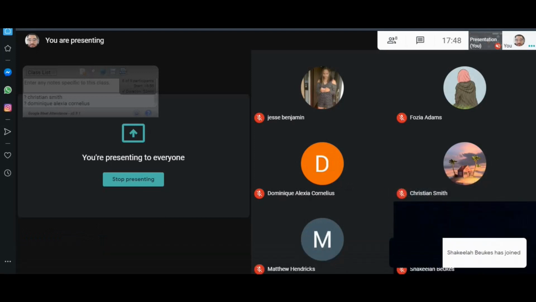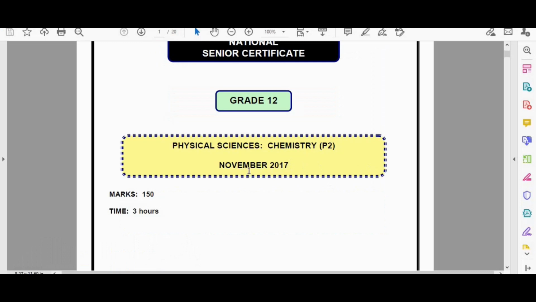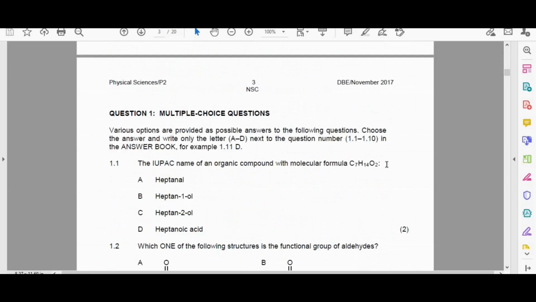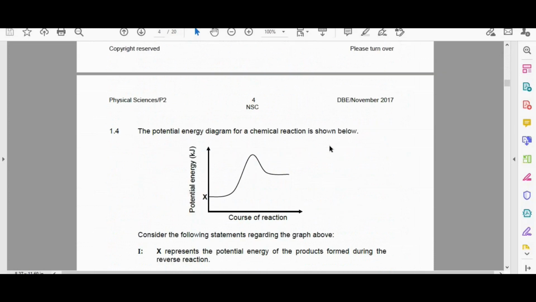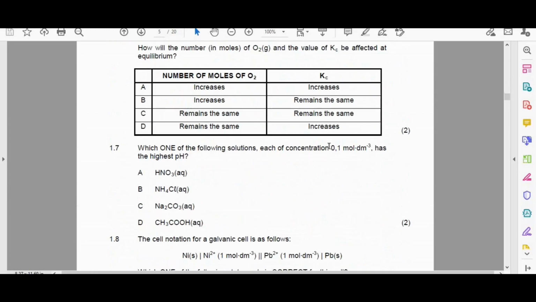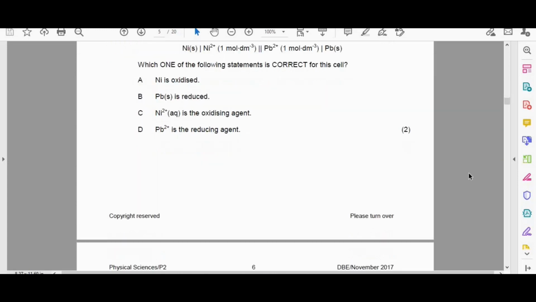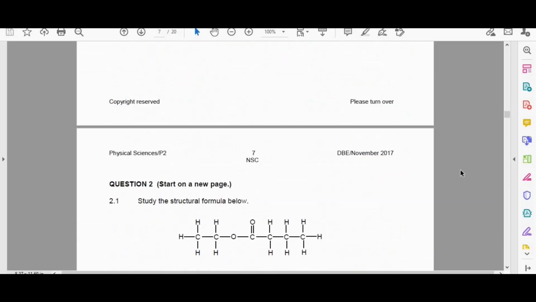Okay, cool, that's fine. Great. So this is November 2017. This was a good year for the physics department, and I'm just going to take you through this paper quickly. Okay, so question 1, always multiple choice. Basically 10 questions that try to ask a question of each topic that you've learned throughout the year. They try. Don't always get it right, but they do try. Okay, so I'm not going to go through multiple choice just yet.